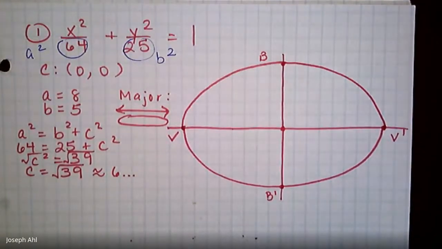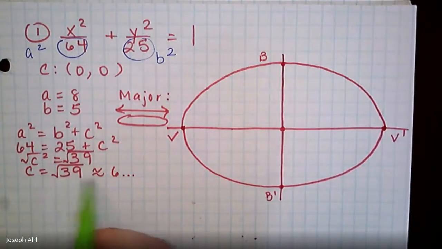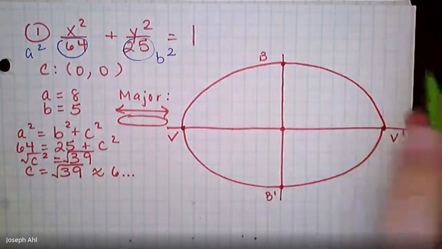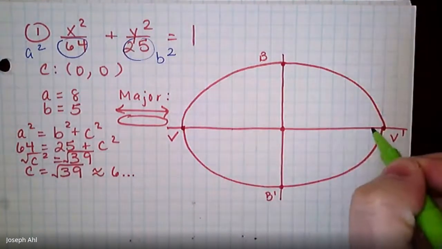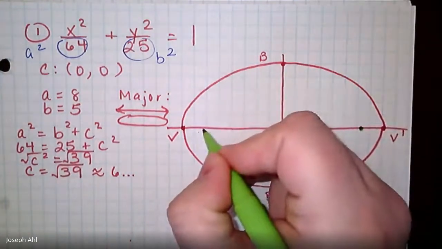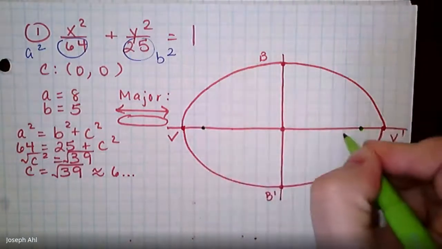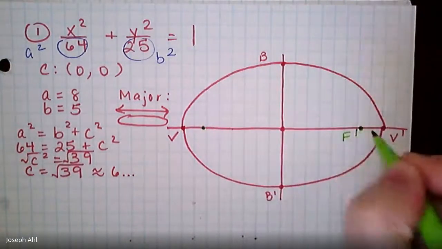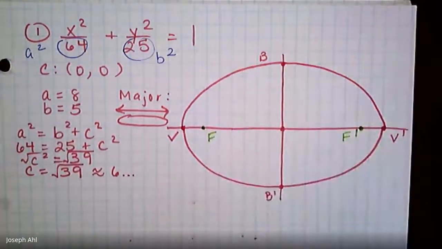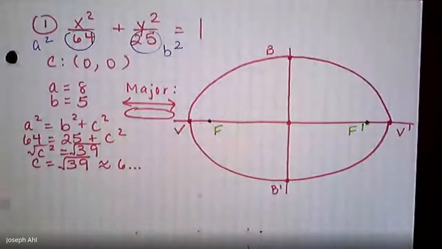So we're going to include where those focal points are, f and f prime. So the radical 39 value, the value of 6, you're going to go out a little bit more than 6 to the right and a little bit more than 6 to the left. And you can label those as the f prime and f points. I usually leave the primes together and the non-primes together. It doesn't really matter though, guys.